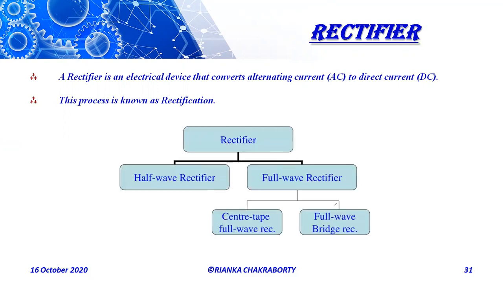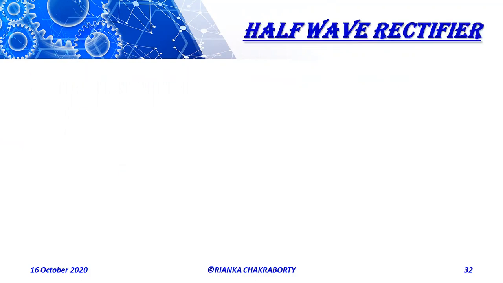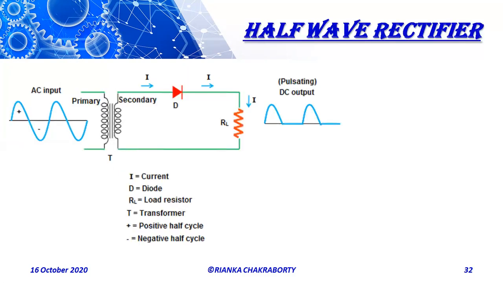So what are the types of rectifier? Actually, there are two types of rectifier: half-wave rectifier and full-wave rectifier. There are also two types of full-wave rectifier. One is center tap full-wave rectifier and another is bridge rectifier. So today we'll discuss the half-wave rectifier.